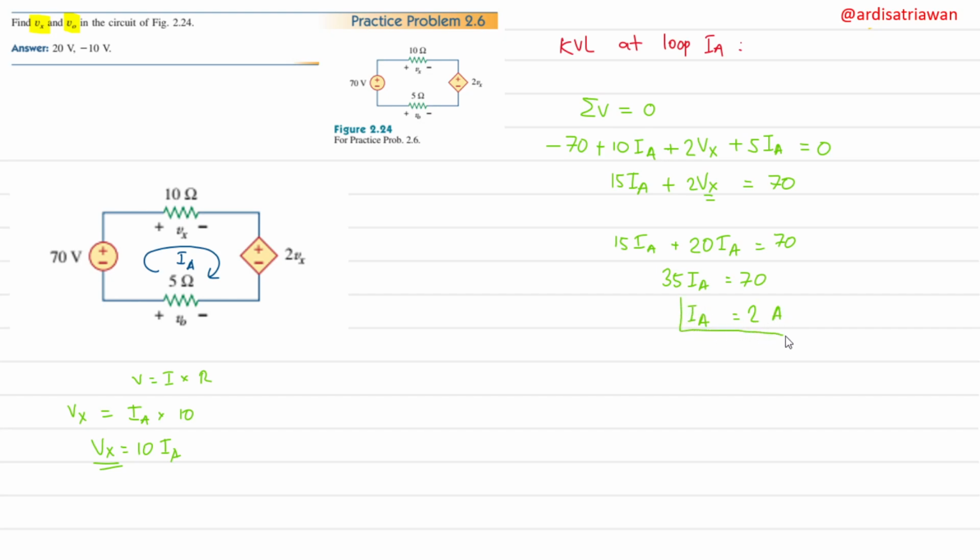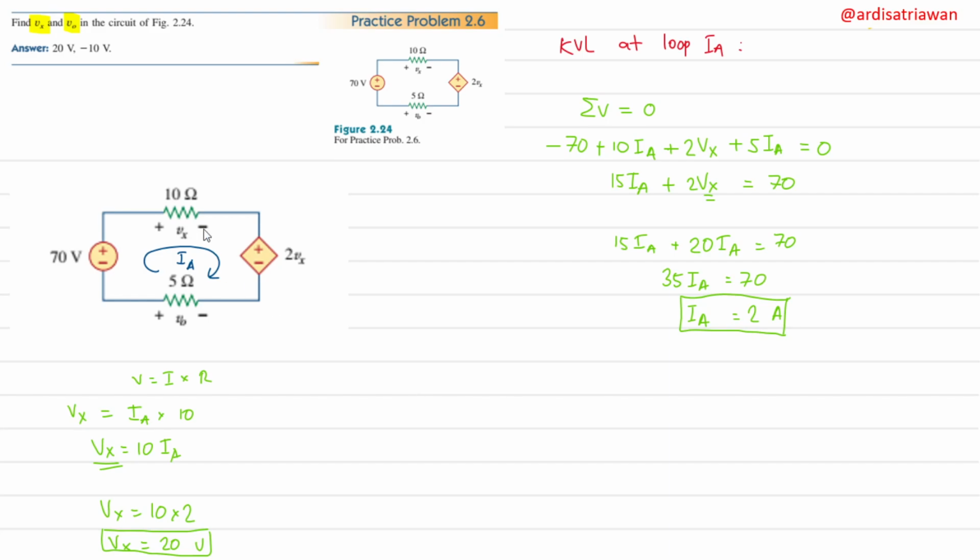So we have a very important value here. IA is 2. Now from here we know that Vx is 10 IA. So we can conclude that Vx is 10 multiplied by 2, which means that Vx is 20. So now let's put it inside a box.